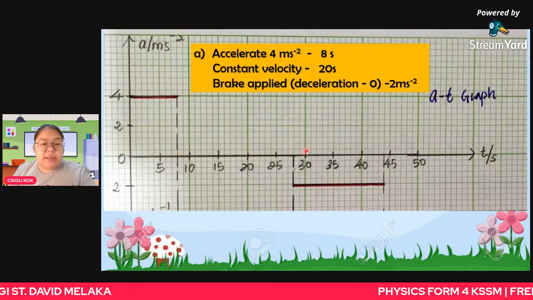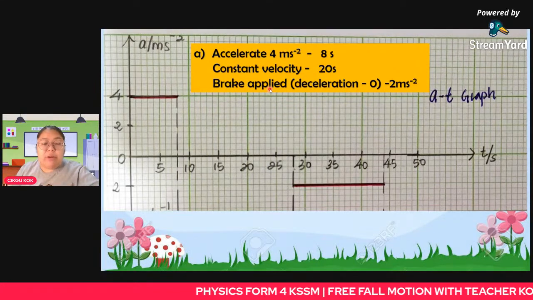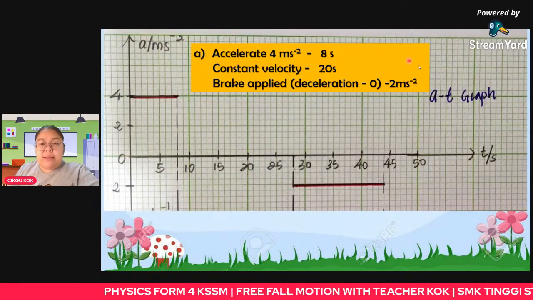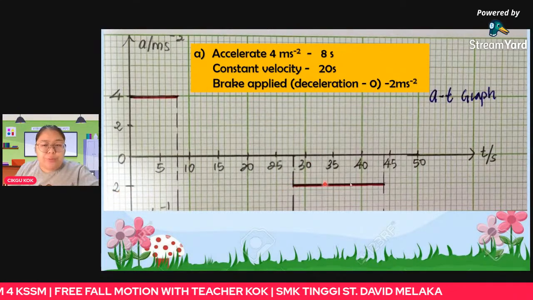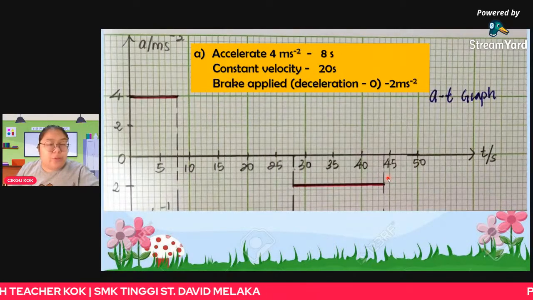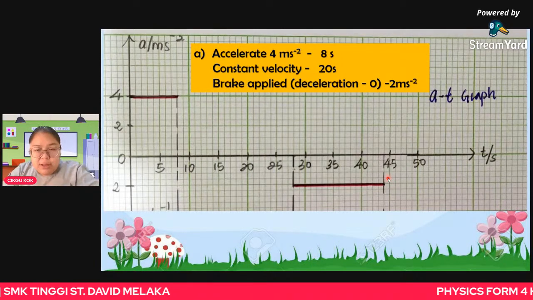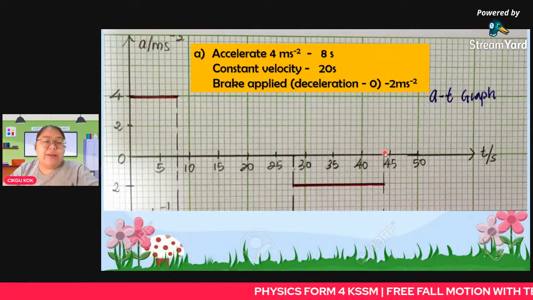Means zero acceleration. After that, the brake is applied. So that means already it is decelerating. Decelerate how many? That is negative 2. So from here, I draw negative 2. From here, I don't know where to stop. The question never provided. This one I know they stop at the 44 because I go to find the second question.